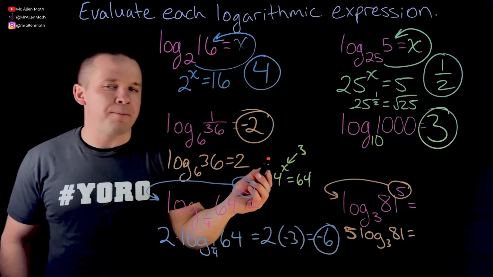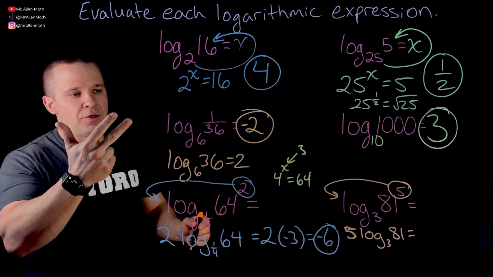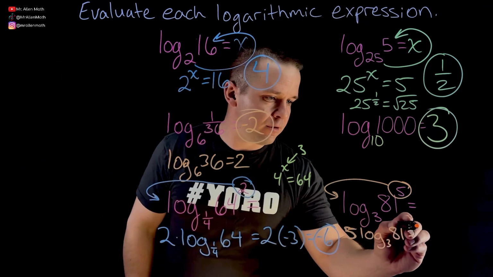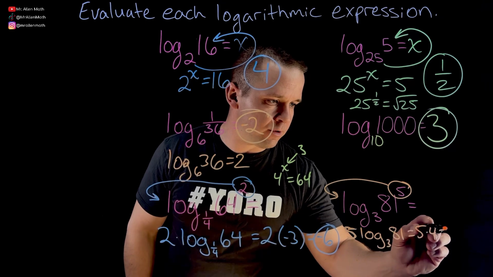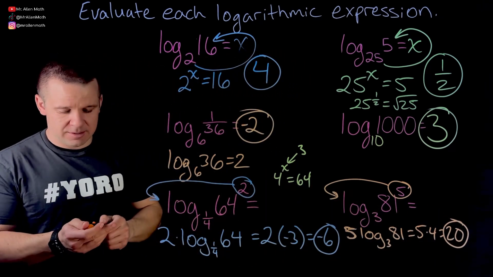So 3 to what power gives me 81? 3 to the first is 3. To the second is 9. To the third is 27. To the fourth is 81. So I have 5 times 4 equals 20. Boom. That's it, docs. There we go.